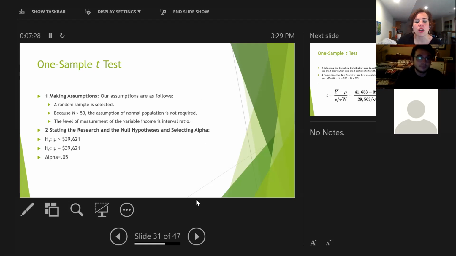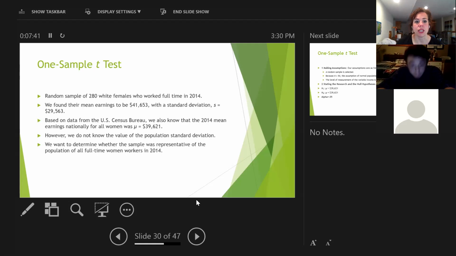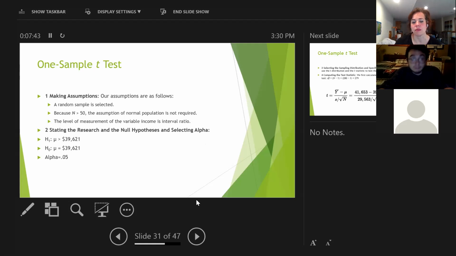So let's make a few assumptions. Our assumptions are as follows. A random sample is selected. We didn't stack the deck, right? We randomly asked a specific sample. Because our N is greater than 50, right? We asked 280 people. It's greater than 50, so we can assume that it's normally distributed as much as possible. And the level of measurement of the variable, which is income, is interval ratio. Goodness gracious. So that's step 1.